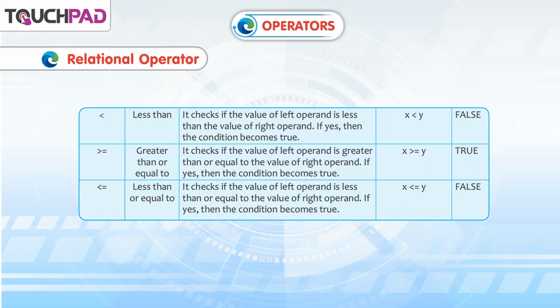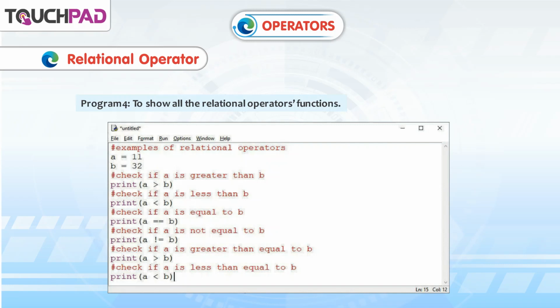True. Less than or equal to. It checks if the value of left operand is less than or equal to the value of right operand. If yes, then the condition becomes true. X is less than or equal to y. False. Program 4. To show all the relational operators' functions.